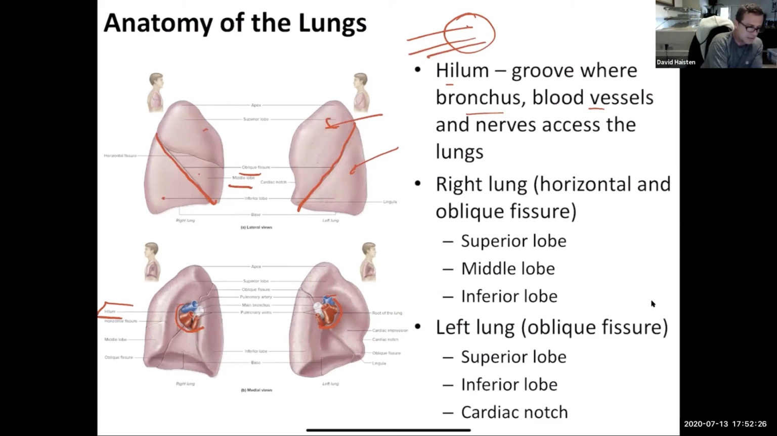So both lungs have oblique fissures. The right lung has a horizontal fissure too, and a middle lobe. Both have superior and inferior lobes. The hilum is that groove opening where the respiratory tree, nerves, and blood vessels are penetrating into the lungs. Okay. There's also the cardiac notch for the left lung, because that's where the heart's located.